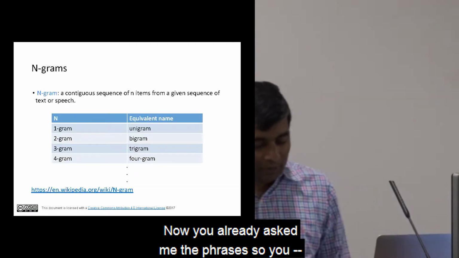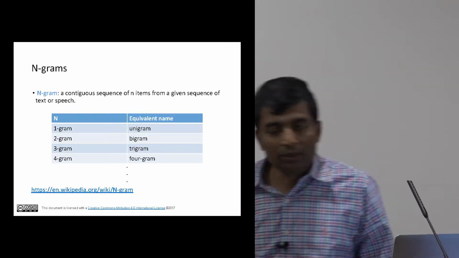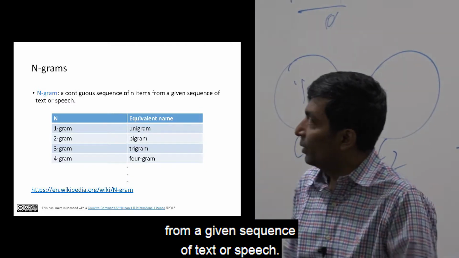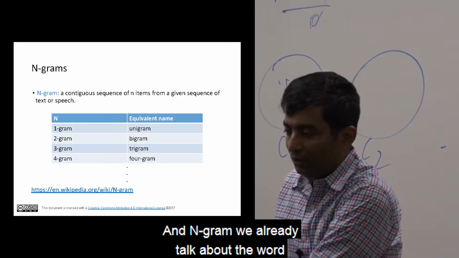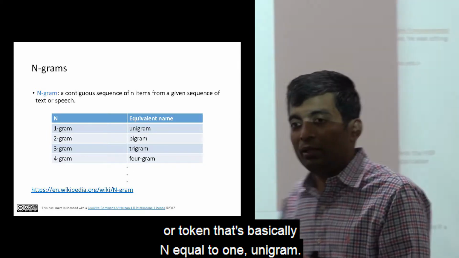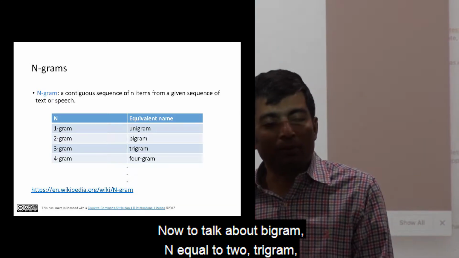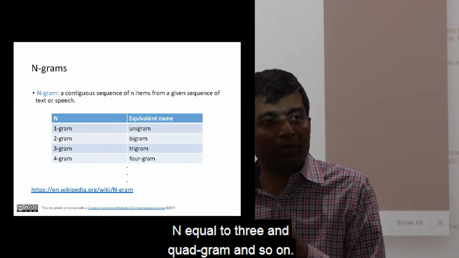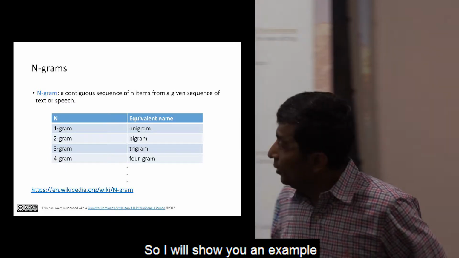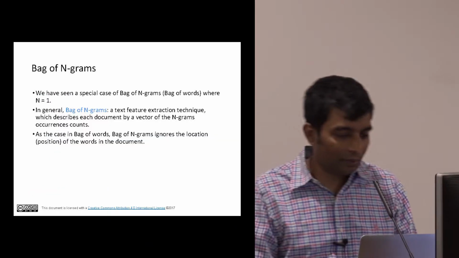Now you already asked me about phrases. For phrases we can use what we call n-gram. An n-gram is a contiguous sequence of n items from a given sequence of text or speech. We already talked about the word or token, that's basically n equal to 1, unigram. Now I want to talk about bigram, n equal to 2, trigram, n equal to 3, and quadgram, and so on. I will show you an example. From there you will understand what I meant.